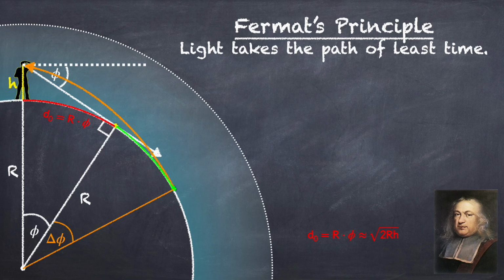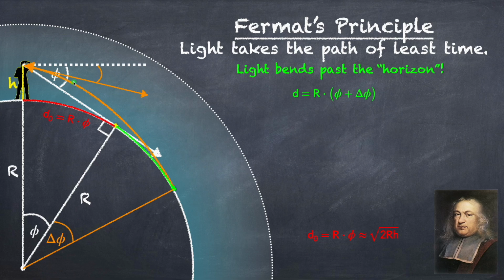So because of this bending of light, light will actually bend around the surface of the Earth, and we'll be able to see past the point we initially thought was the horizon. So now, the total distance to the horizon is actually going to be R times this larger angle, phi plus delta phi. Well, we already know what R times phi is, so all that's left is to solve for delta phi. Another thing to notice here is that the dip angle below the horizontal, when we're looking at the horizon, is not actually phi, but a slightly shallower angle, which I'm going to call alpha.